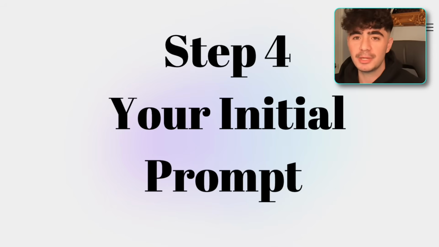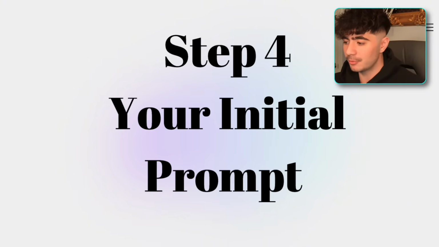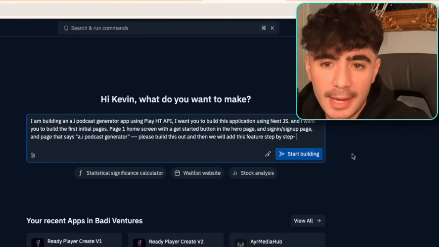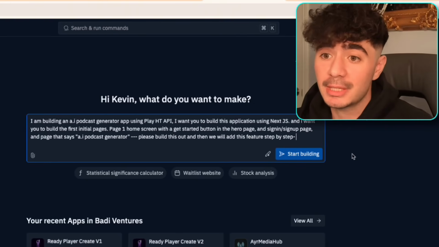The initial pages you need: the name of the application, the sign in and sign up form, and then we'll move forward. So that's exactly what we're going to do now. All right, guys, so I said I'm building an AI podcast generator app using PlayHT's API. I want you to build this application using Next.js, and I want to build the first initial pages.